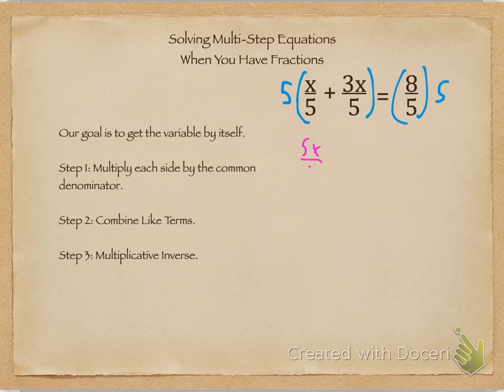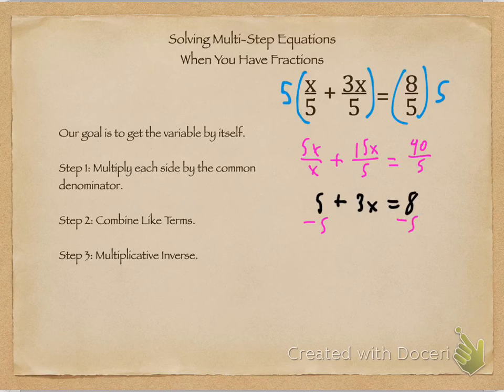We can simplify. We're left with 5x over x plus 15x over 5 equals 40 over 5. We can now simplify. 5x divided by x will leave us with 5. 15x divided by 5 will leave us with 3x. And 40 divided by 5 will leave us with 8. And now we're left with a two-step equation. We'll do our additive inverse and subtract 5 from both sides. And then we'll do our multiplicative inverse and divide both sides by 3. Our solution becomes x equals 1.